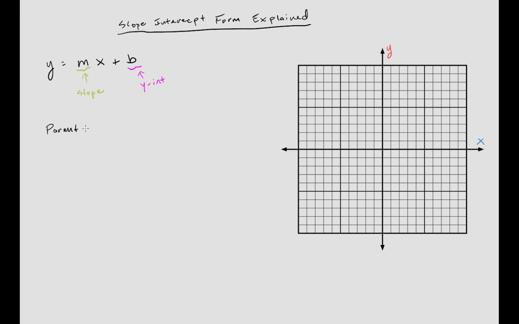First off, we're going to look at the parent function of this. The parent function is just the function that has the least amount of changes. So the slope is just 1 over 1, kind of just a neutral speed, and the y-intercept is just 0. It goes right through the origin. Just think of it this way: the parent function has a change in y of 1 and a change in x of 1, so its speed in both the x and y direction is 1.